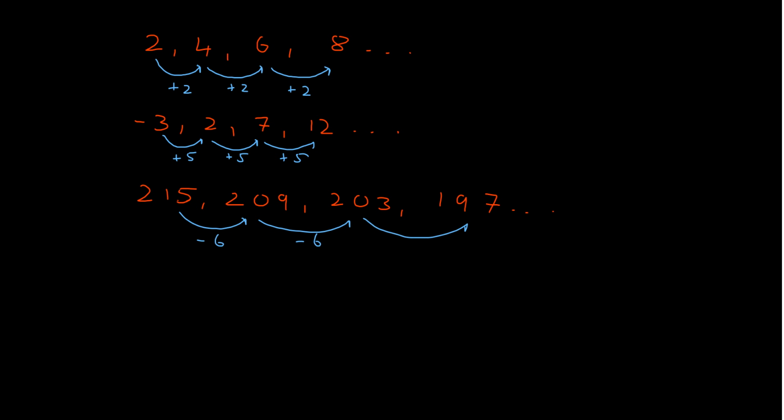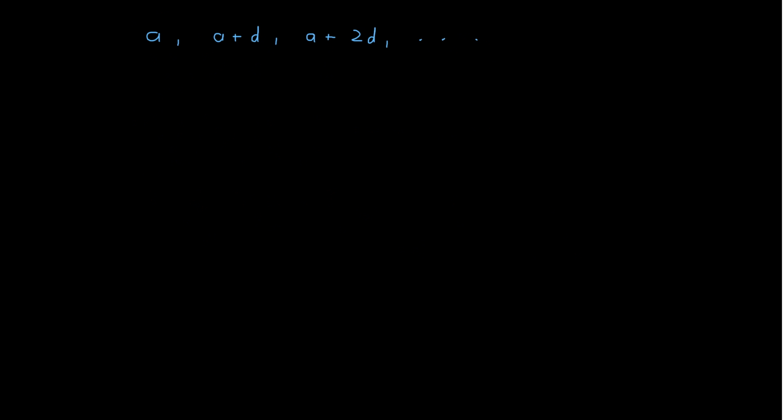6, 6, and 6. This number that it increments by, the 2, the 5, and the 6, is called the common difference. So here we say d equals 2, here d equals 5, and here d equals minus 6. Traditionally, we use the letter a to indicate the first term. So here a equals 2, here a equals minus 3, and here a equals 215 again.